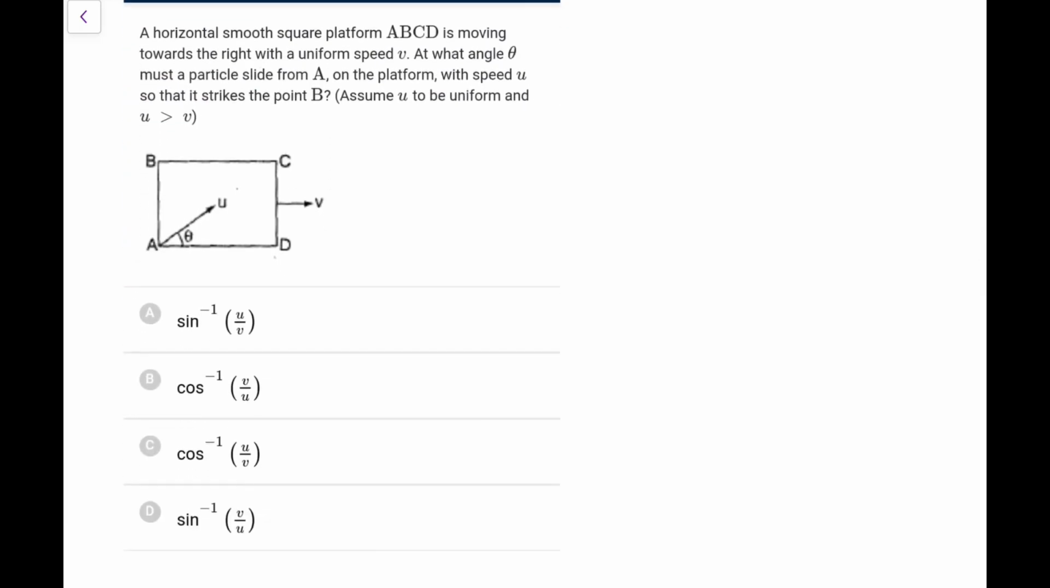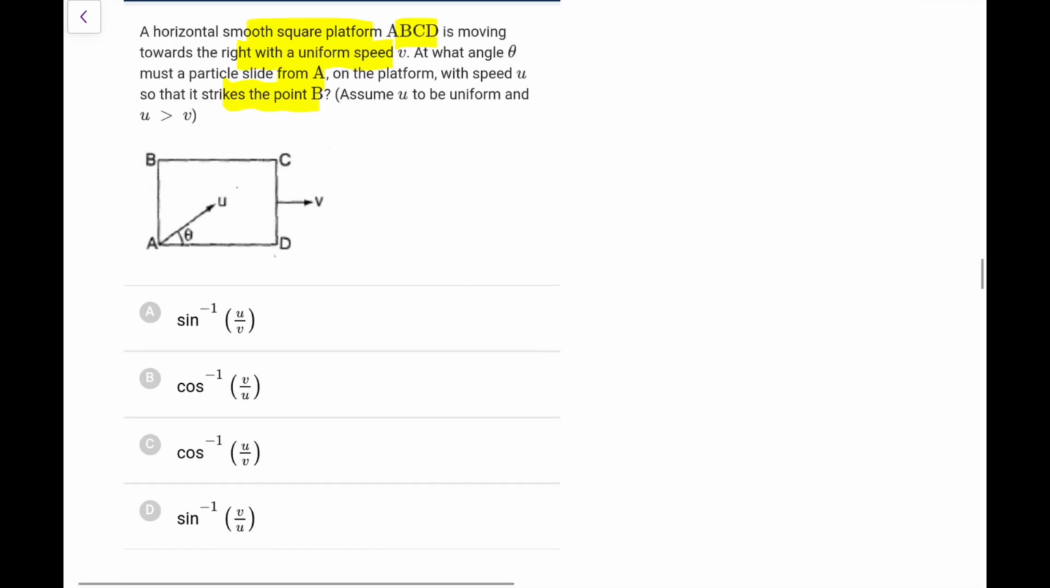A horizontal smooth platform, square ABCD, is moving towards the right with a speed v. At what angle theta must a particle slide from A on the platform with speed u so that it strikes the point B? Assume u to be uniform and u to be greater than v. So here you are assuming it to be horizontal, you won't be taking any gravity effect. So it has to strike the point B.